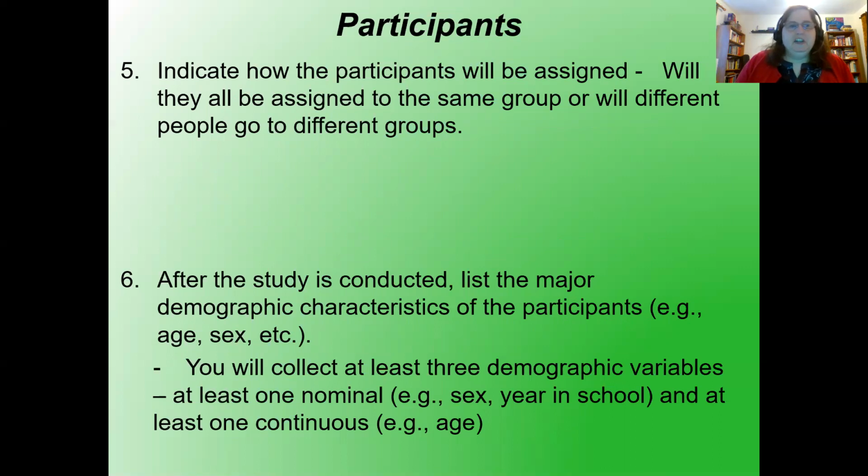After the study is conducted, list the major demographic characteristics of the participants. Right? Age, sex, etc. You will collect at least 3 demographic variables, at least 1 nominal. You could do sex, you could do year in school, you could do eye color, you can do whatever you like. And at least 1 continuous, age. Age might be a good example. You can choose others though.